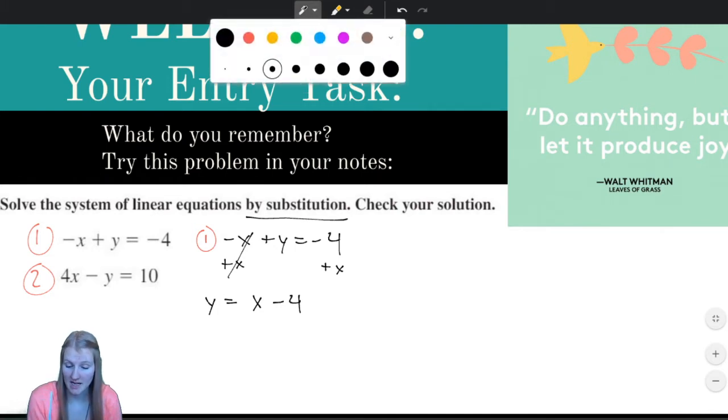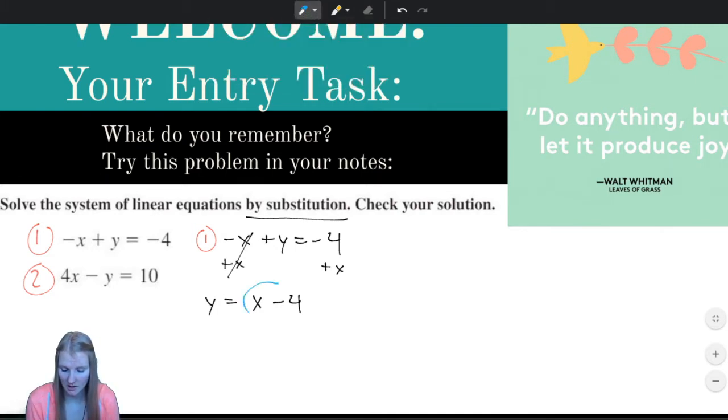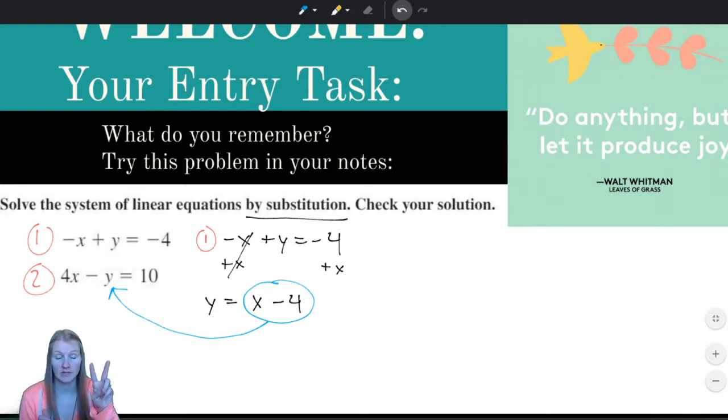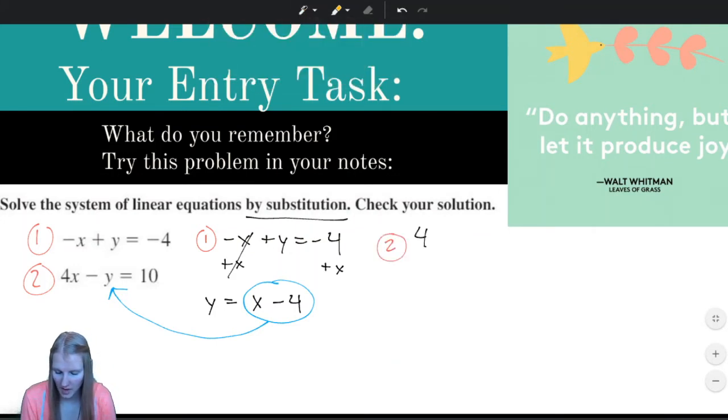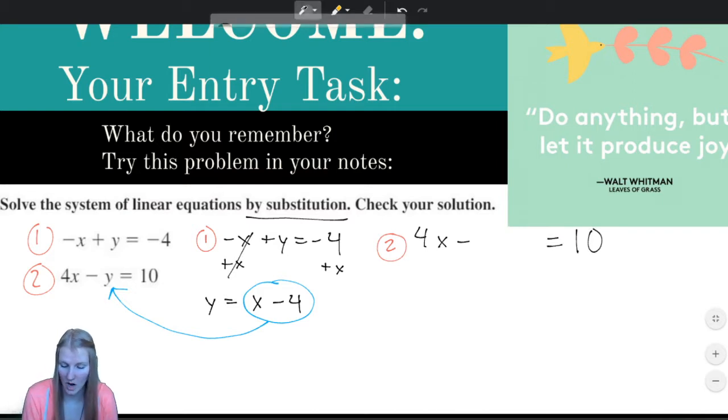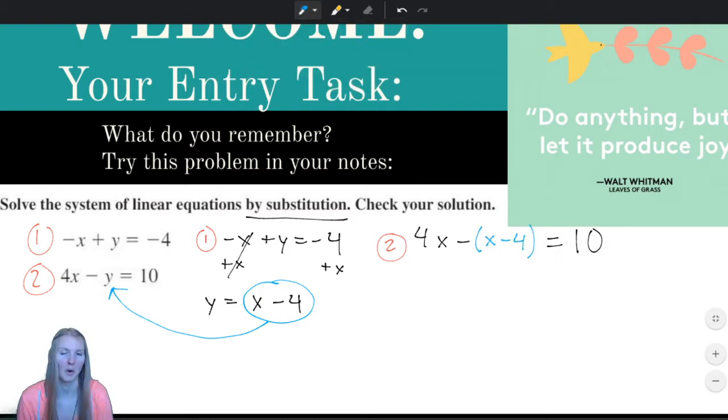Okay, awesome. Now that I have y equals x minus 4, y is equal to this. So I can take this and plug it in for y in our other equation, equation number 2. So we'll put equation number 2 over here. 4x minus y equals 10. And you'll see I left space because instead of writing y, we're going to write x minus 4.